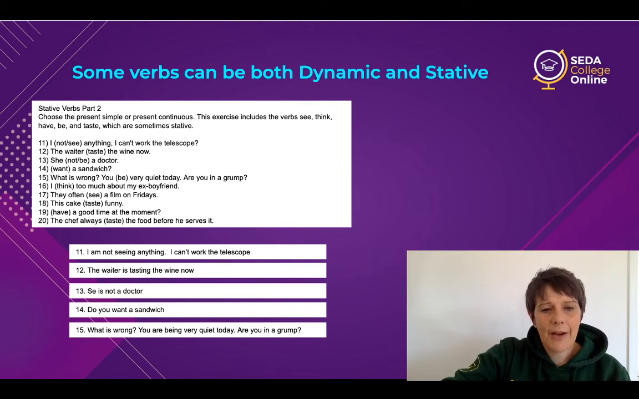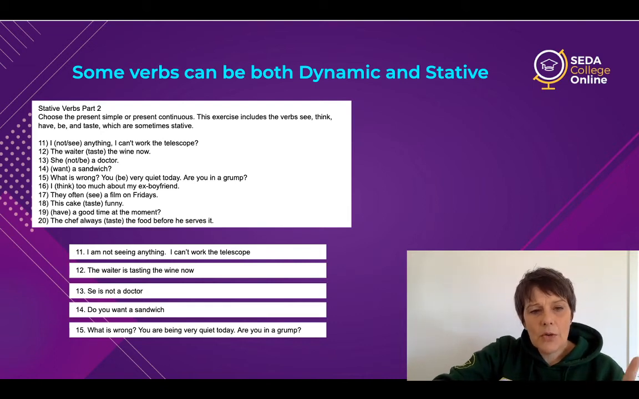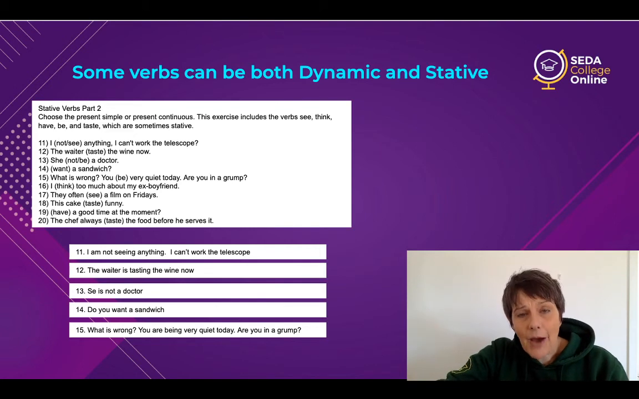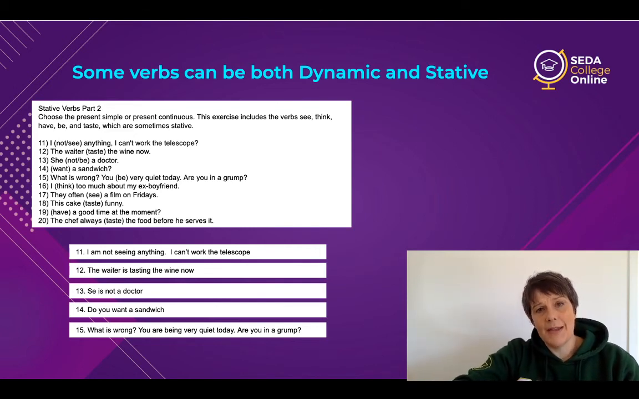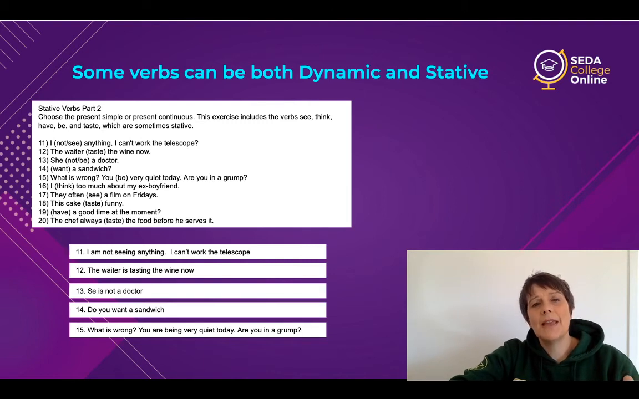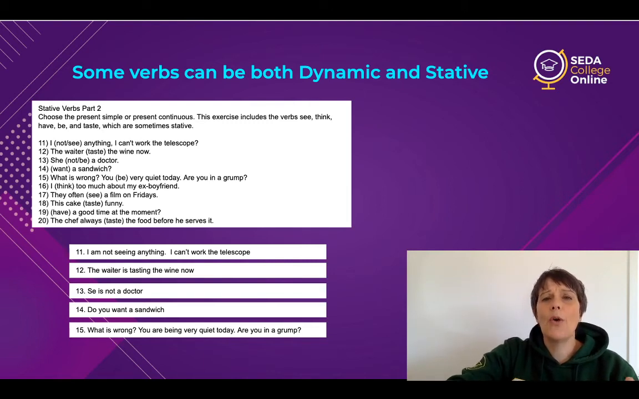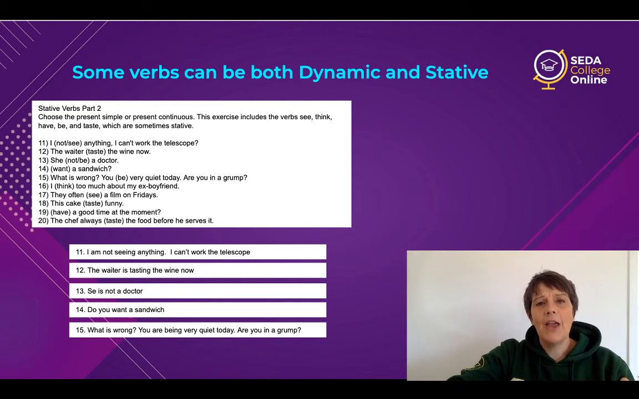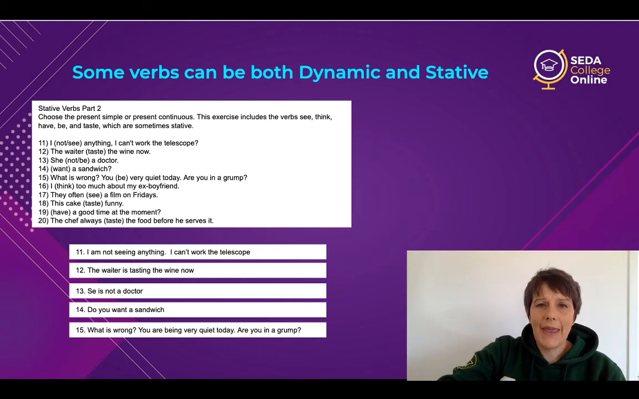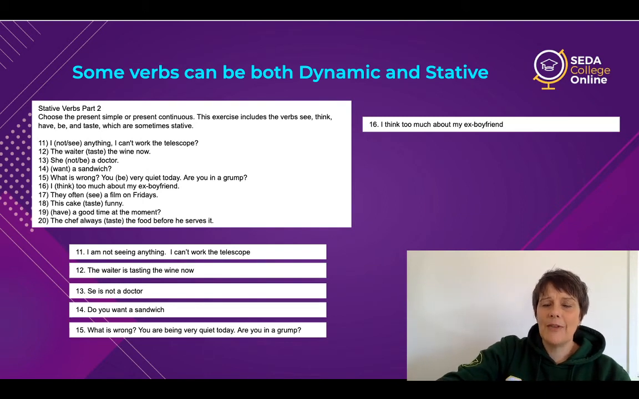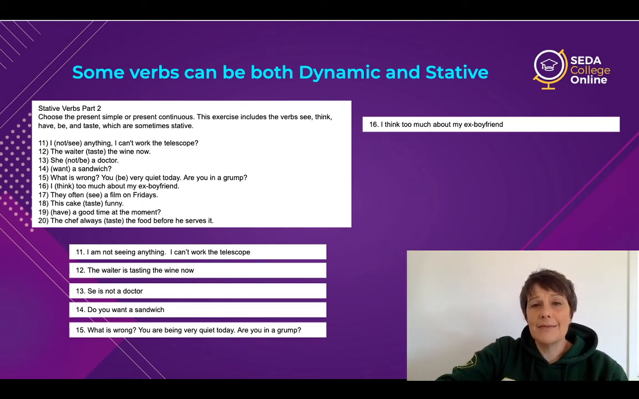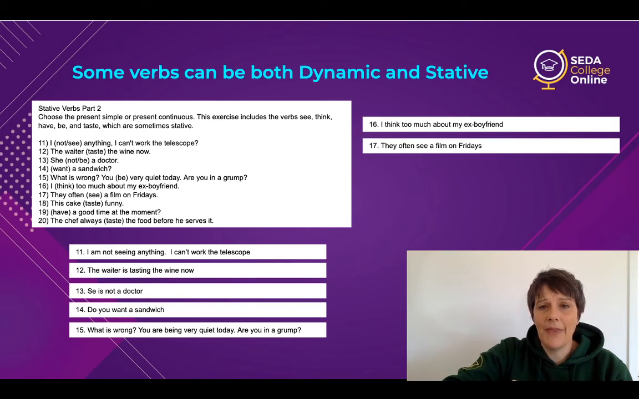What's wrong? You're being very quiet today. Are you in a grump? So you're being quiet. That's not your normal state. So your normal state is usually friendly and outgoing and active. But just today, you're being quiet. So it's like I'm saying you're not stupid, you're not quiet. But today, you're being stupid or you're being quiet. I think too much about my ex-boyfriend, so that just goes on and on and on. I can't stop thinking about him.